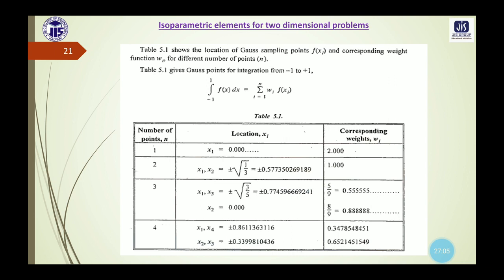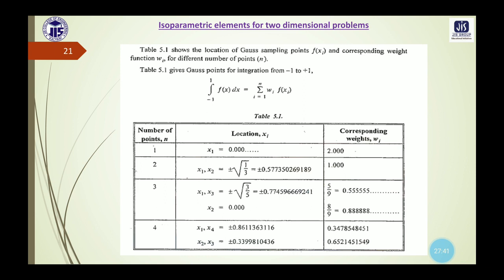Next we have one table related to the Gaussian quadrature. It shows the location of Gauss sampling points, that is x_i, and the corresponding weight function w_i for different numbers of points. So this table gives Gauss points for integration from -1 to +1. The formula regarding this Gaussian quadrature is integration from -1 to 1 of f(x) dx equals summation i equals 1 to n of w_i f(x_i).